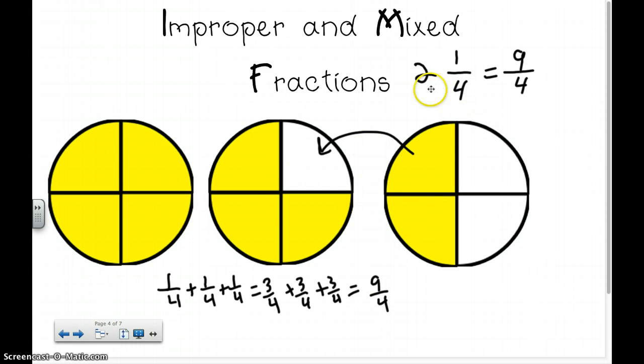To change from improper to mixed or mixed to improper, you're going to deal with whole numbers. So I have two wholes right here. I know that two wholes is going to be 8/4 because one whole is 4/4, two wholes is 8/4, and then I can just add this 1/4, and that gives me 9/4, which is the same answer. So it works out either way. Just remember that whatever your denominator is, that's what your whole number is. So my whole is 4/4 and 4/4 again, which is 8/4.